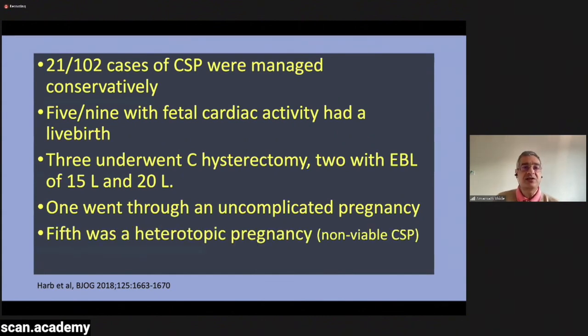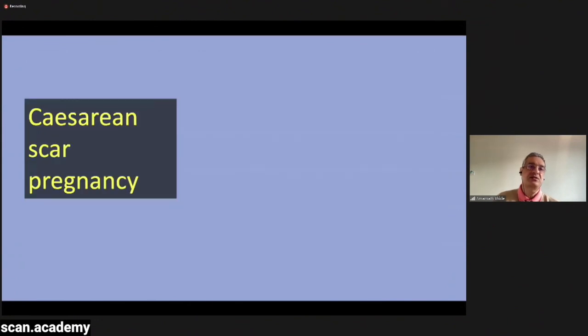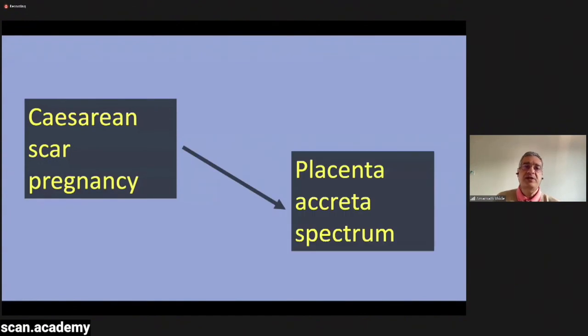And the last one, it's an interesting one. It was a heterotopic pregnancy. So the cesarean scar pregnancy was non-viable, it didn't continue. The other pregnancy, the heterotopic pregnancy, continued till term and was pretty uncomplicated, but actually, I don't think this counts as a cesarean scar pregnancy. So one can see that the vast majority of them end up in severe complications as the pregnancy advances. Now there is a fair amount of literature which shows that a cesarean scar pregnancy, if untreated, has a 70-80% chance of ending up as placenta accreta spectrum as the pregnancy advances.